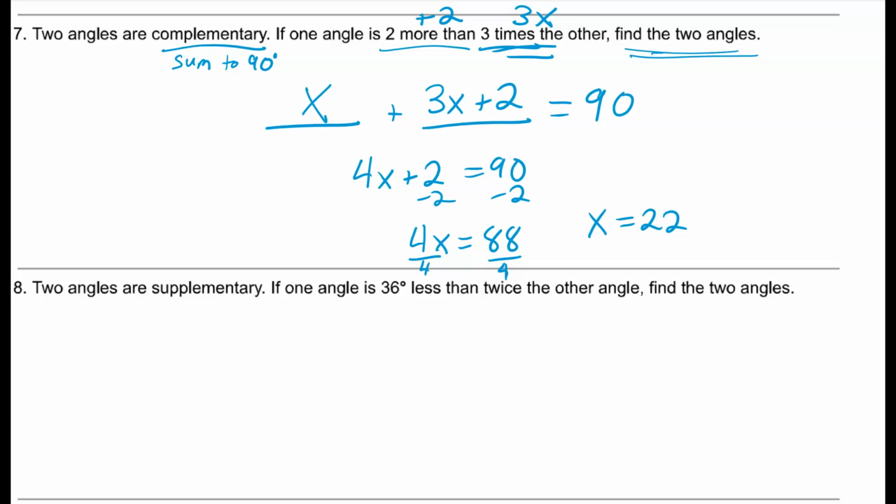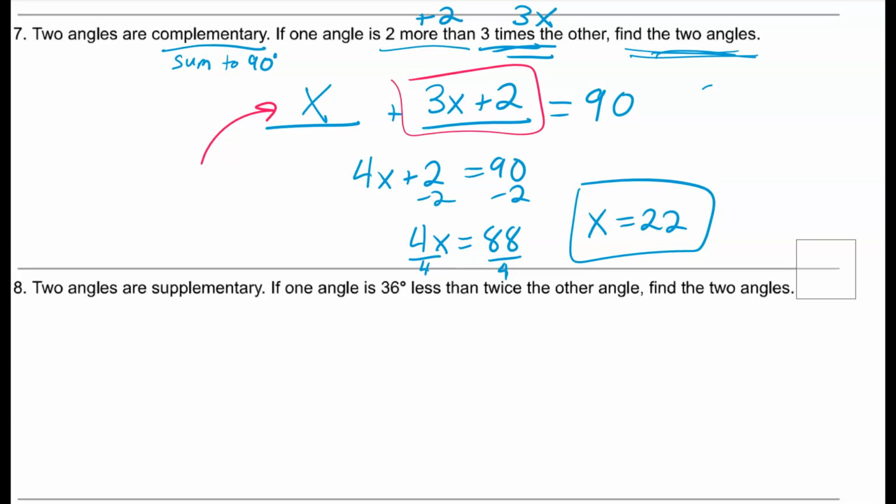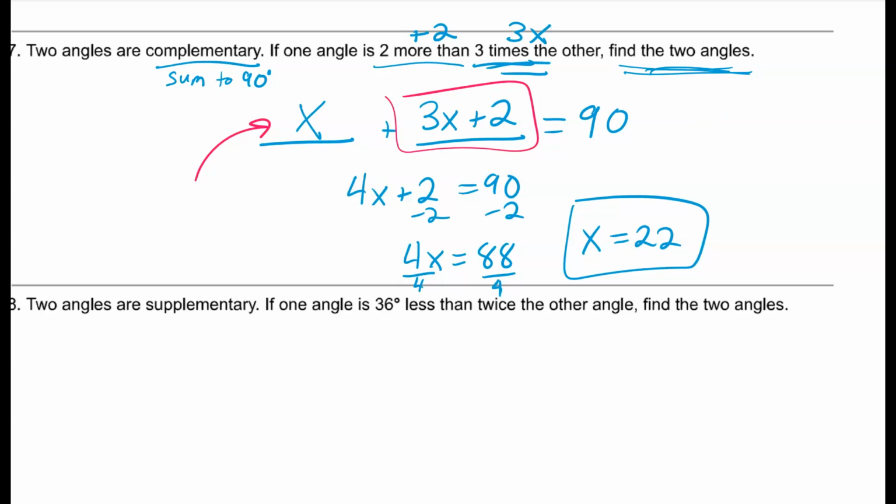Now, they told me to find two angles. I labeled one of my angles as x, so I'm already done for one of my angles. But my other angle, I labeled as 3x plus 2. So I still want to substitute the value of x that I found into 3x plus 2. So I'm going to do 3 times 22 plus 2, and I end up with 68 degrees. So those are my two angles. Now, you should be able to check yourself, because if they're complementary, they must sum to 90 degrees. And when I add 68 to 22, that is in fact the case.